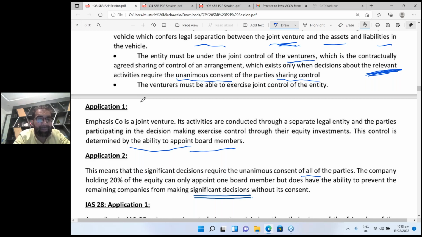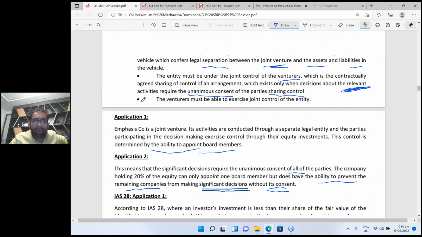The company holding 20% of the equity can only appoint one board member, but does have the ability to prevent the remaining companies from making significant decisions without its consent. This is the real point. That 20% guy can stop the whole train. So that's why this 20% guy also has joint control. So this thing you have to write for this opening paragraph. You have to write these things.